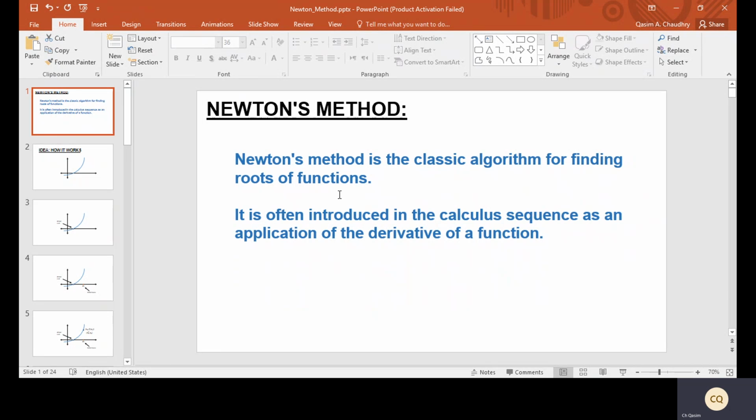It is often introduced in calculus, and it is considered an application of the derivative of the function. So first of all, the purpose of Newton's method is to find out the root of the equation. Just as we studied the bisection method earlier, if we simply compare the bisection method with Newton's method, we can simply say that Newton's method is much faster than the bisection method.